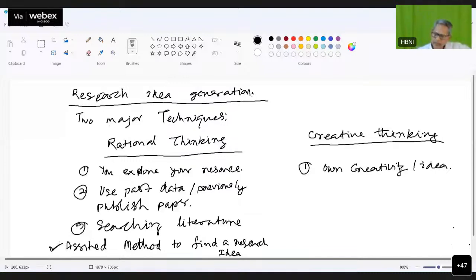But then there was a scientist, Ernest Lawrence.